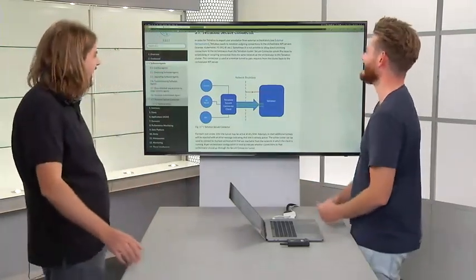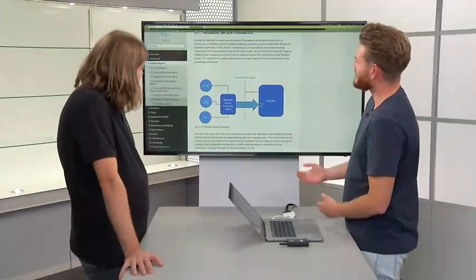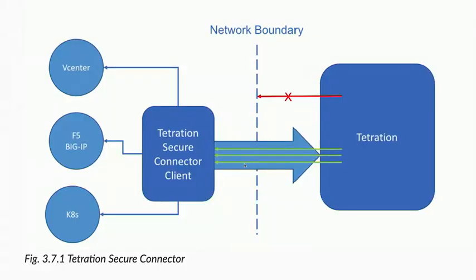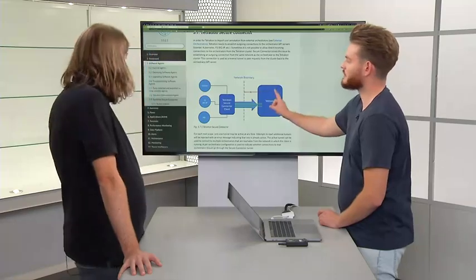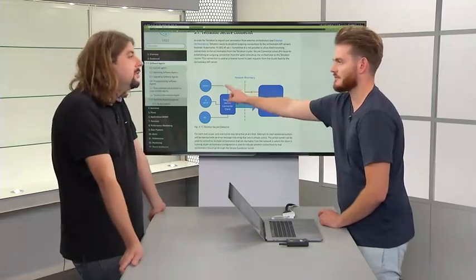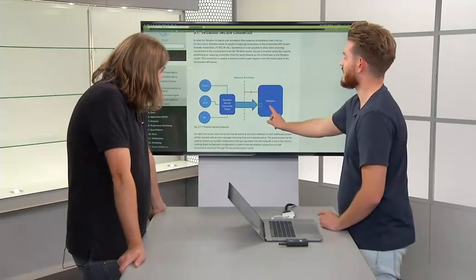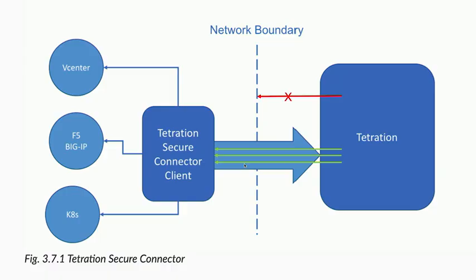So what you can see here is the Tetration cluster, the secure connector, and the orchestrators that it is trying to reach. The secure connector, which is this CentOS VM, is going to create an outbound connection to the Tetration cluster, just like the other agents do. That Tetration cluster typically would not be able to pass this network boundary to get to your orchestrators. However, that secure connector is going to allow Tetration to tunnel through it in towards those private services.